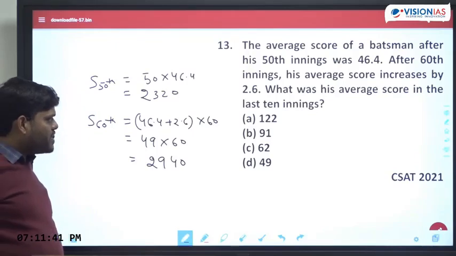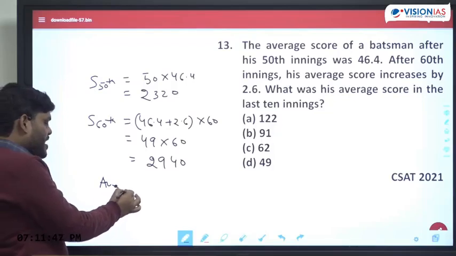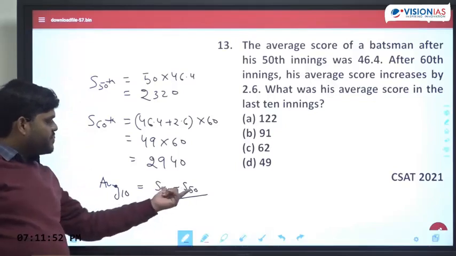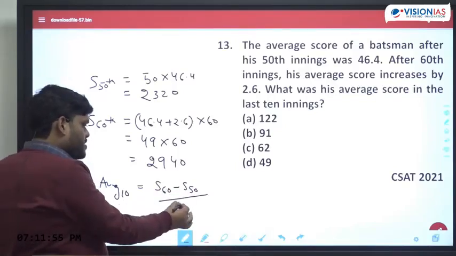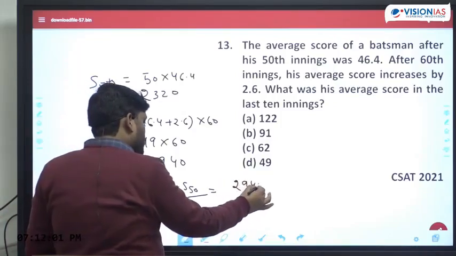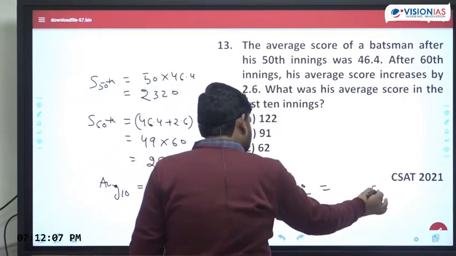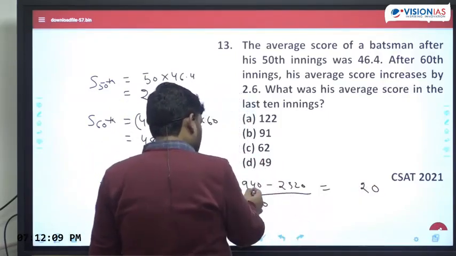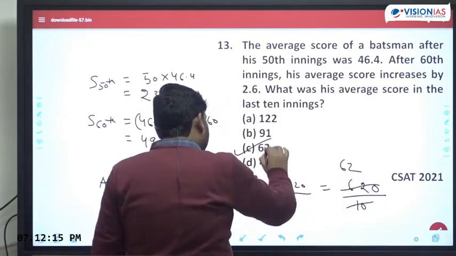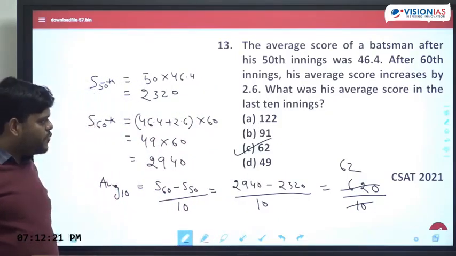So now what is the question? What was the average score in the last 10 innings? So average score in the last 10 innings will be simply S60 minus S50. This will give us the sum of the last 10 innings. Divide by 10. And this will come as 2940 minus 2320 divided by 10. 620 upon 10. Answer will be 62.